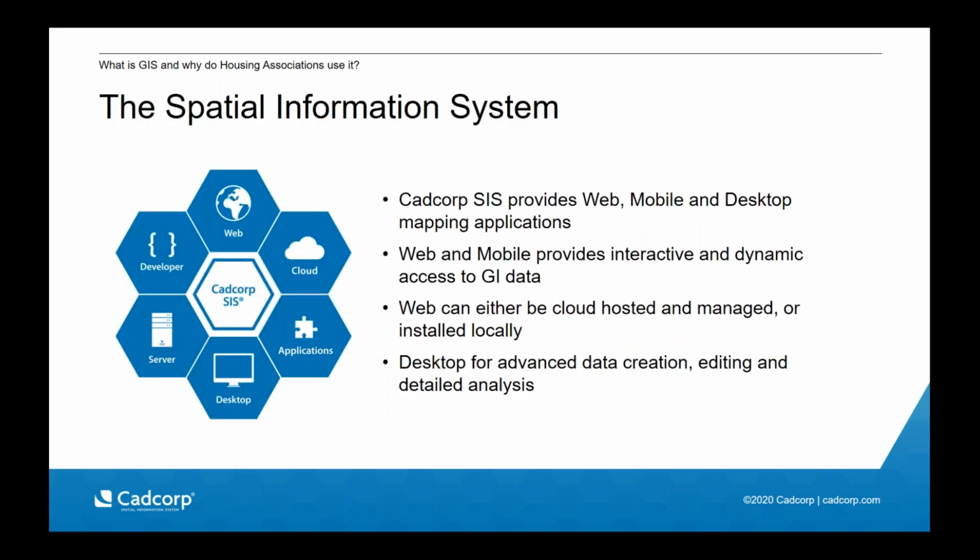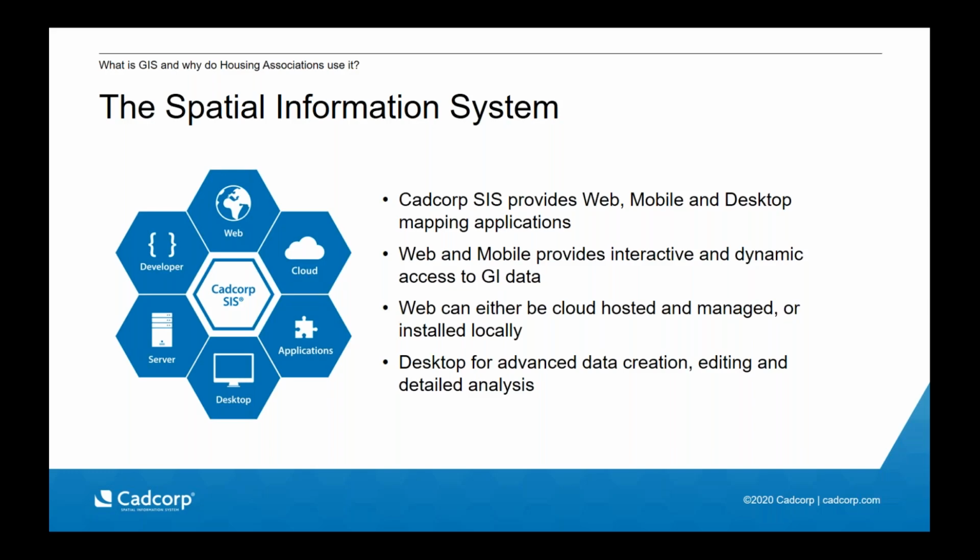The spatial information system, and I'll come on to a bit more detail about how it all fits together in just a few minutes, but just to give you an overview of the applications that CAD Corp provide. As I mentioned, it is web, mobile, and desktop mapping applications. The web and the mobile provide interactive and dynamic access to geographical data, and it's that web application that we're going to be focusing on today. The web application can either be cloud hosted and managed by CAD Corp, or it can be installed locally on premise on your own infrastructure. So it's really flexible. It's the same application. It's just the back end is implemented in a slightly different way.